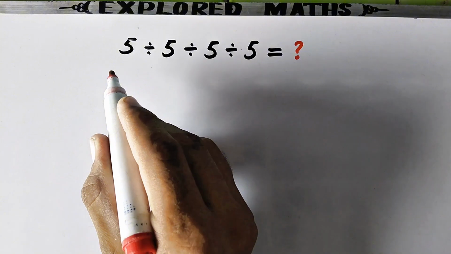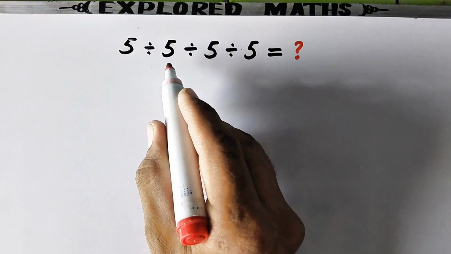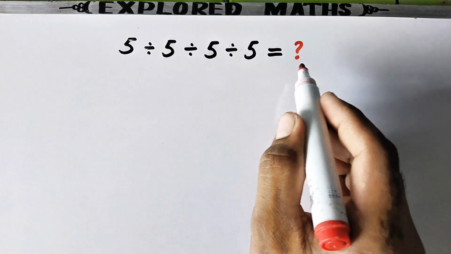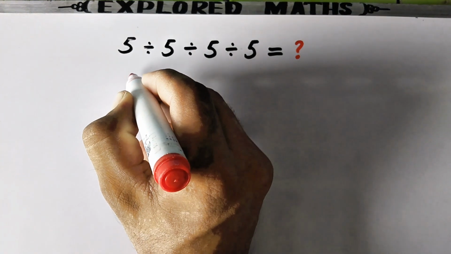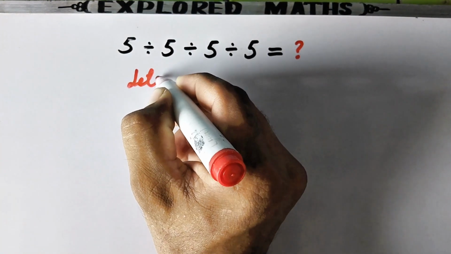Our today's problem is 5 divided by 5 divided by 5 divided by 5 is equal to what? So let's simplify it.